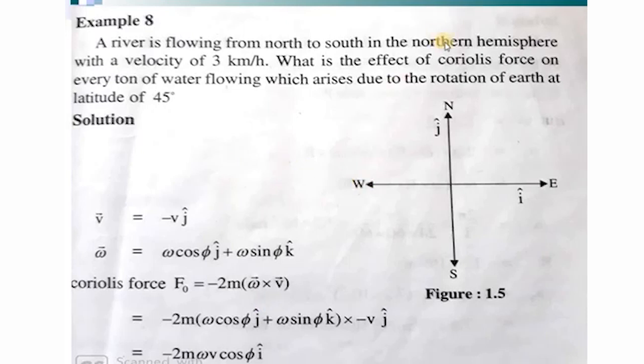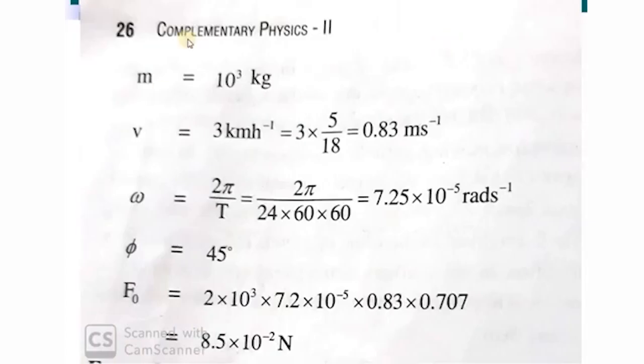Substituting all these quantities, you will get what? The effect, or the magnitude of the Coriolis force. It is 8.5 into 10 raised to minus 2 Newton.